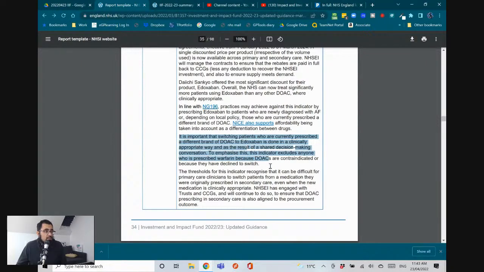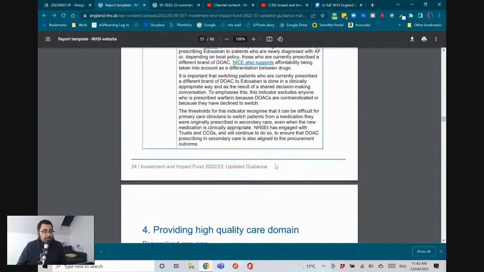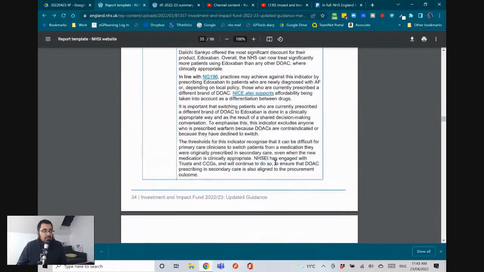There we go. It is important that switching patients who are currently prescribed a different brand of DOAC to Edoxaban is done in a clinically appropriate way. As a result, it is a shared decision-making conversation. To emphasize this, the indicator excludes anyone who's prescribed warfarin because DOACs are contraindicated or because they have declined to switch. So hopefully that helps you make achievements of that.